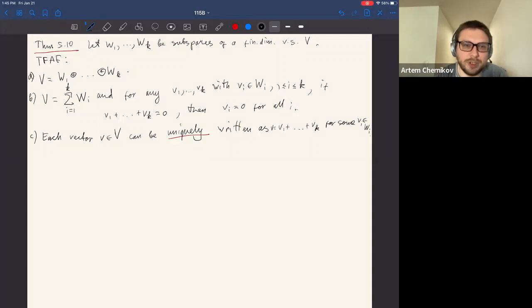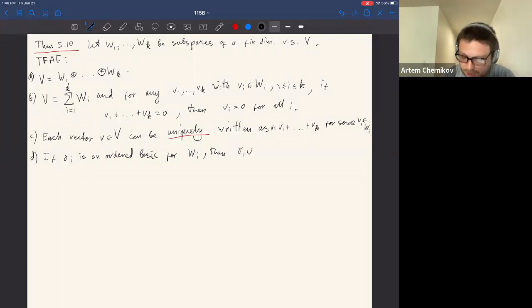which sums up to V. Okay, so this is the condition C. We also have the condition D. So if we have gamma I is an ordered basis for Wi, then we can take the union gamma 1, union gamma 2, etc., union gamma k, and this union of the basis for each of the Wi is an ordered basis for the whole space V. Okay.